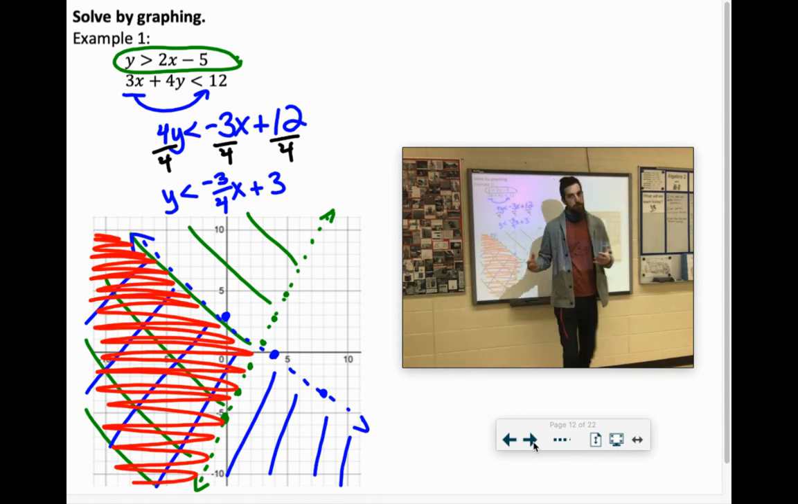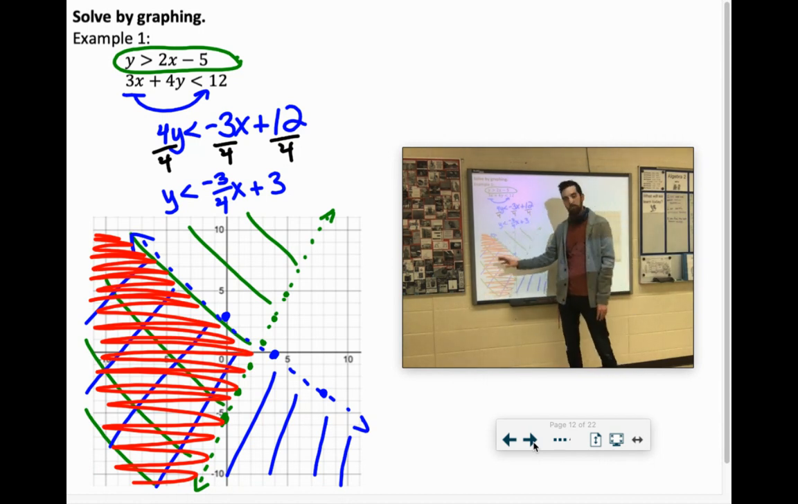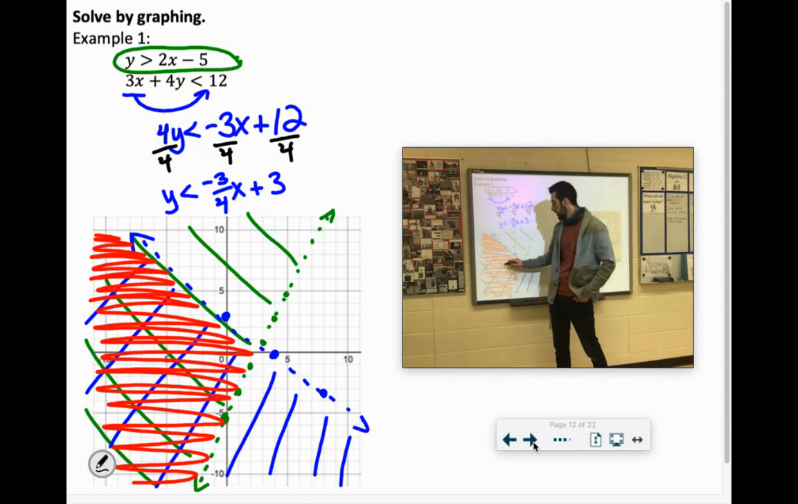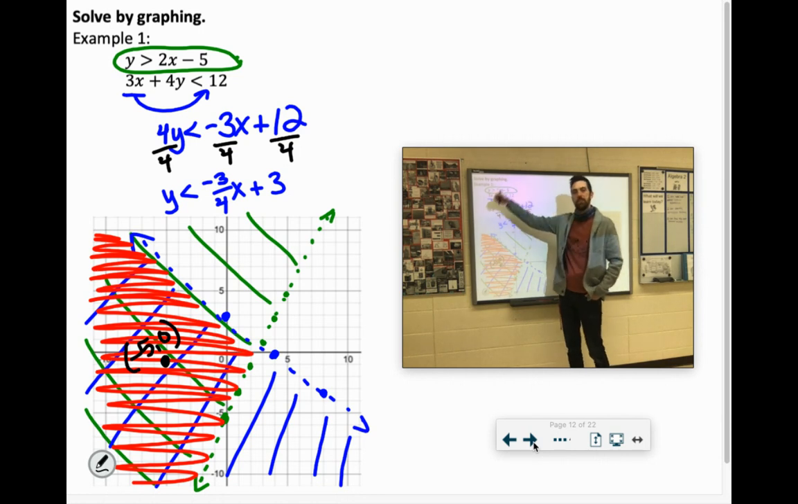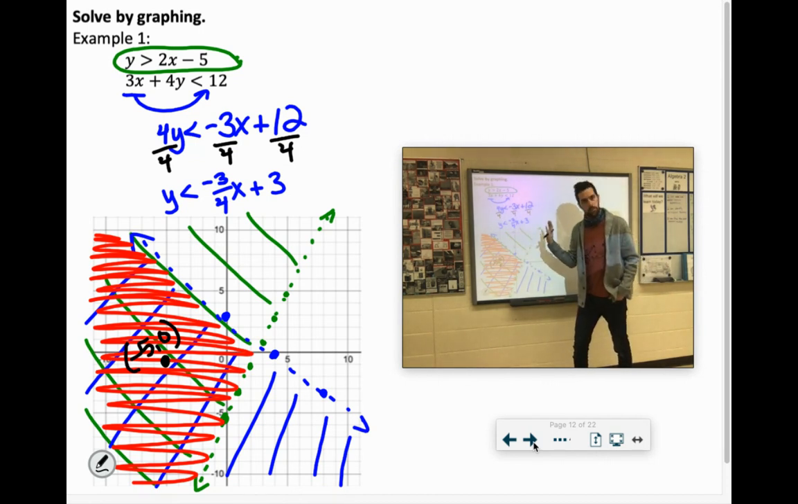These are the only coordinates, and remember this graph does go on forever, but these shaded coordinates are the only things that, when you substitute them into both inequalities, both work out. So if you needed an example, we could say this coordinate right here is -5, 0. If you substitute in -5 for x and 0 for y in both inequalities, it will work. Other points that aren't double shaded would not work for both.